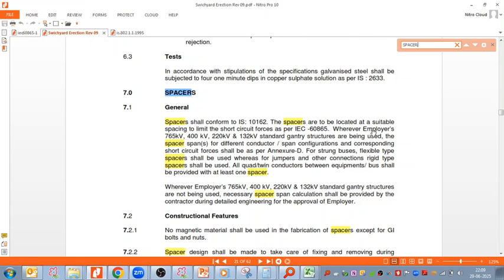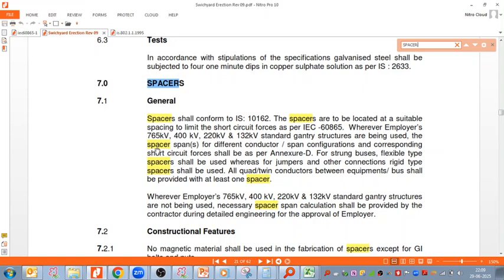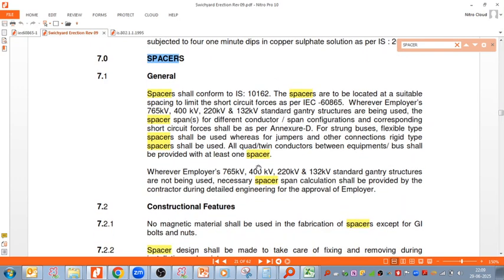The spacers are to be located at suitable spacing to limit the short circuit force as per 60865, wherever employer standard guarantees are being used. The spacer span and different conductor span configuration shall be as per the drawing. The strung bus flexible type shall be used. All coordinating spacers shall be provided with an active one spacer.